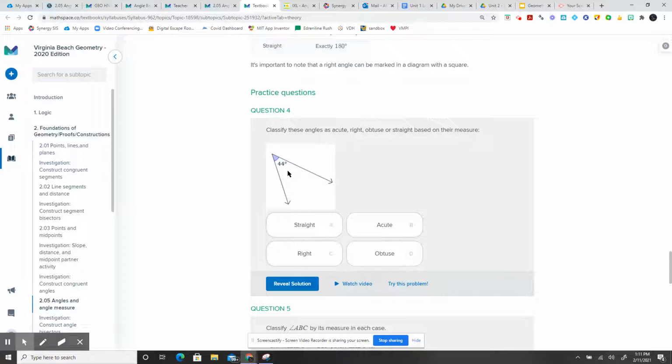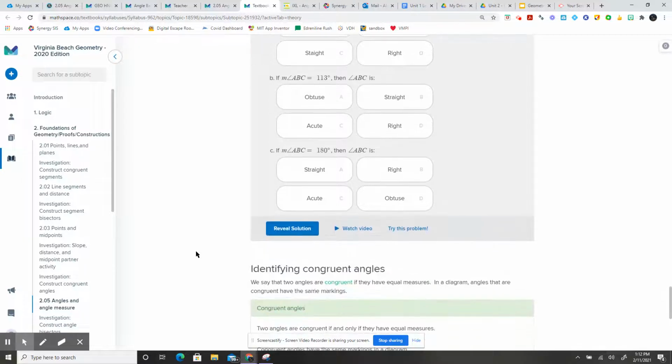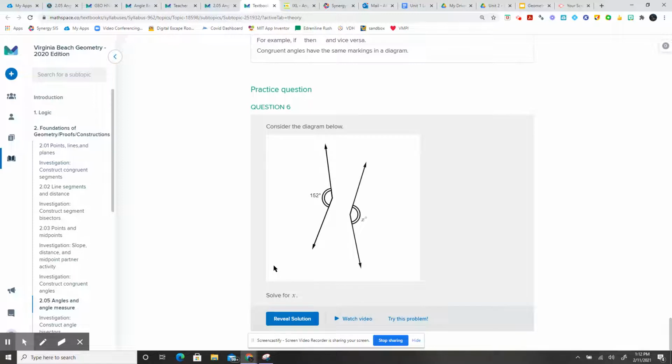This is smaller than 90 degrees, so it is an acute angle, and you can reveal the solutions there. You can talk yourself through these. That is bigger than 90 but smaller than 180, so that's obtuse. And then this one is going to be exactly 180. That makes a straight line, so we call that a straight angle. Identify congruent angles. Congruent angles have to be exactly the same in every way. So if I tell you that these are congruent because I've got those angle loops in them, if the angle on the left is 152, then the angle on the right is also 152, okay?